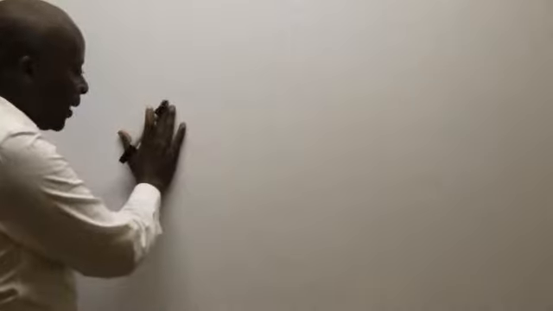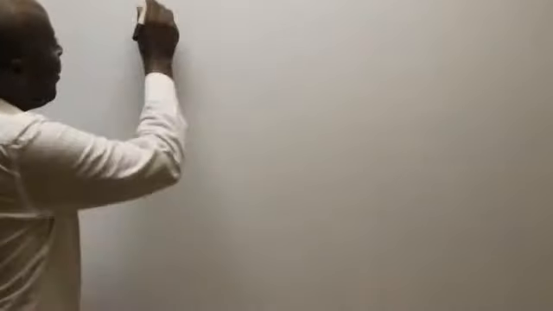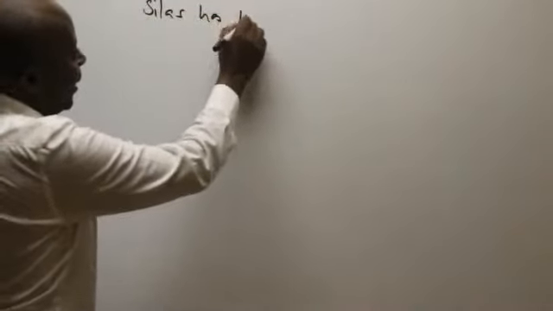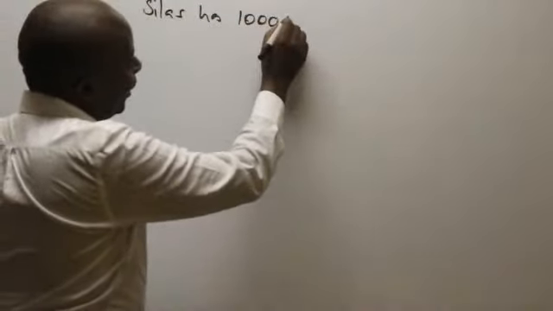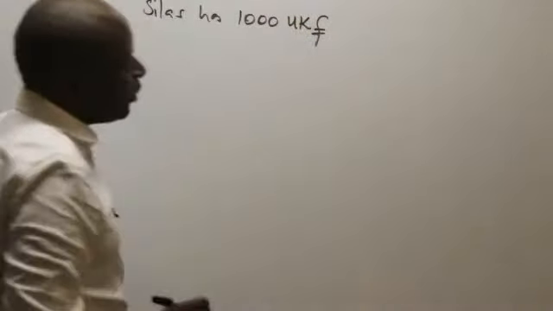Before I start on where exactly we left yesterday, but you must write this. This is an important recap, practical area recap. So if, for example, we have here Bwana Silas. Silas has, in this case here, 1,000 UK pounds in his pocket.